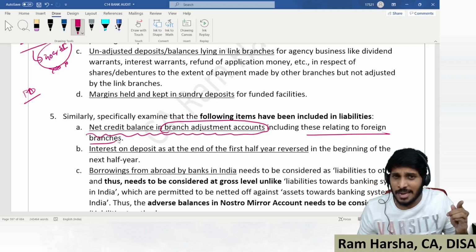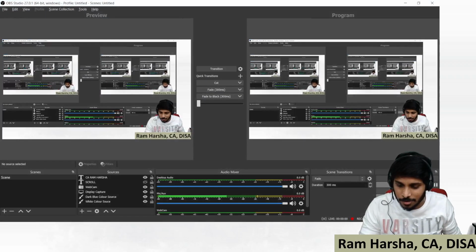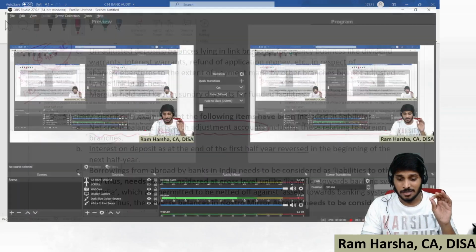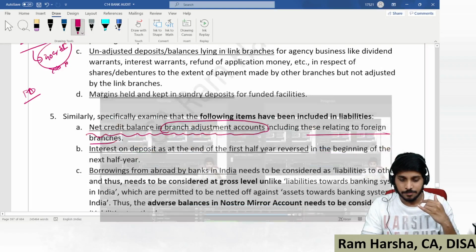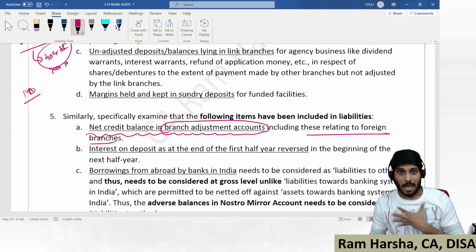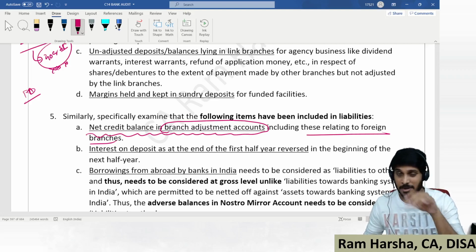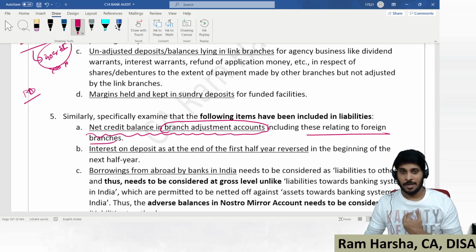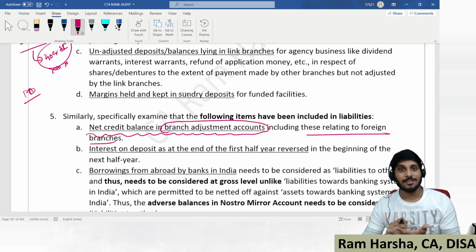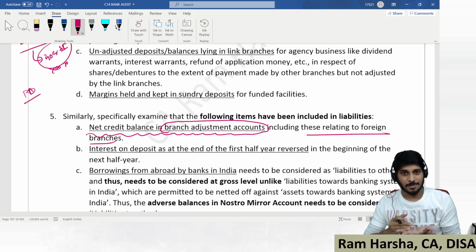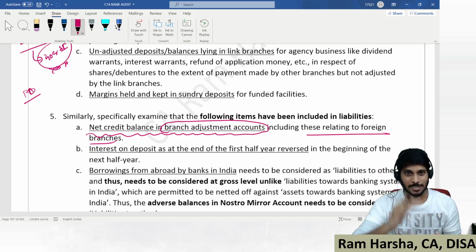What is net credit balance in branch adjustment account? Suppose I'm an SBI customer in a Hyderabad branch. You are also a State Bank of India customer in a Bangalore branch. You are using PhonePe, I'm using PhonePe. I used PhonePe and transferred 10,000 rupees to you. A State Bank of India Hyderabad customer sent 10,000 rupees to a Bangalore branch customer.